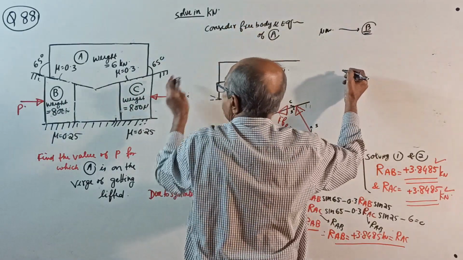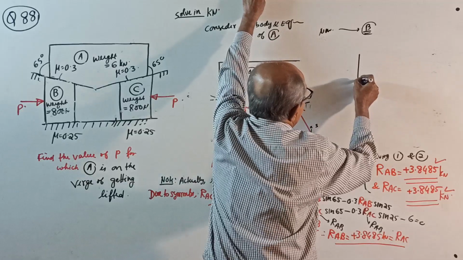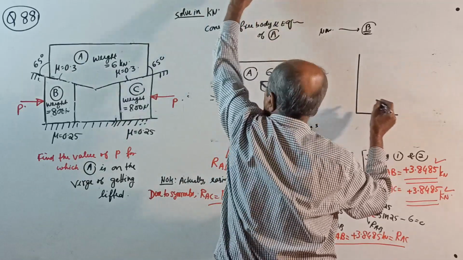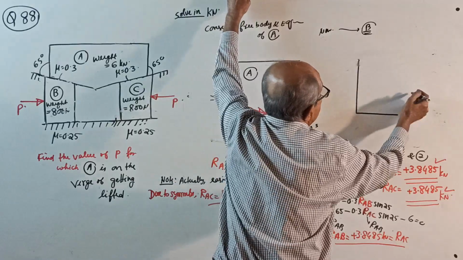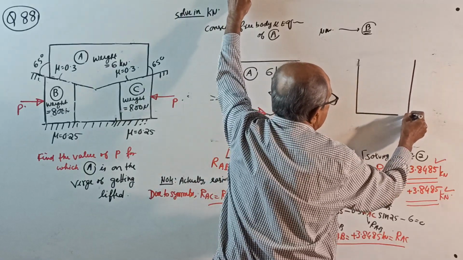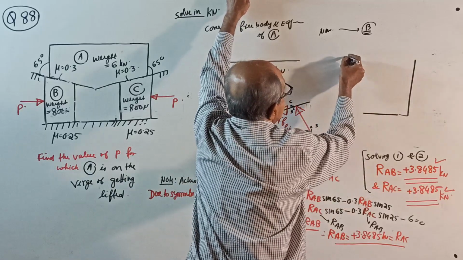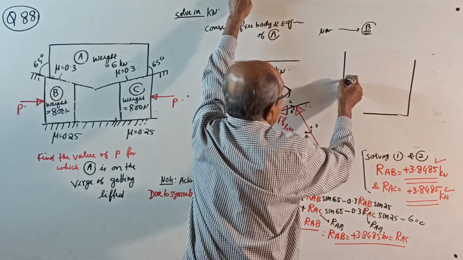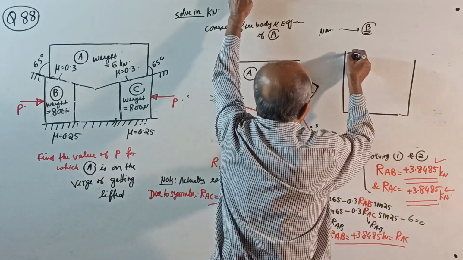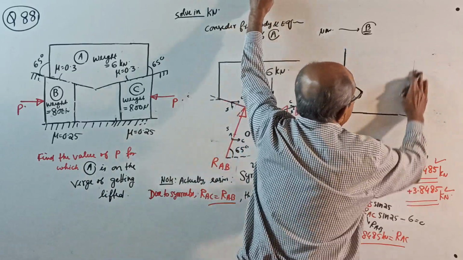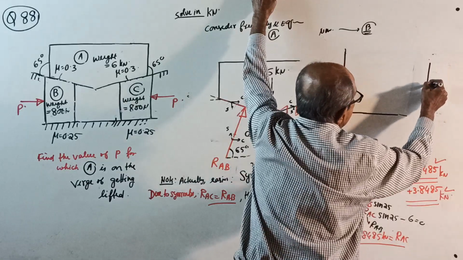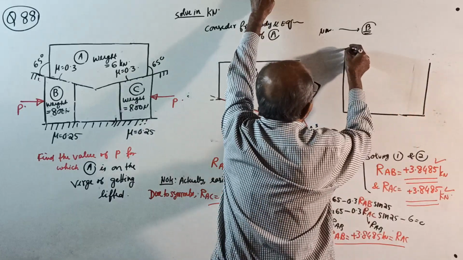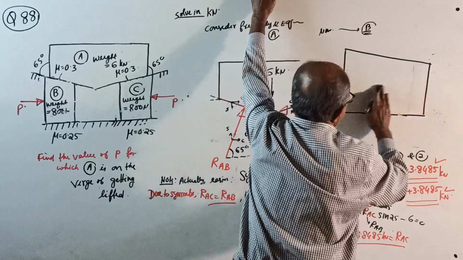If you consider B, see here, I have not written here. I will show it now. Little bigger. Further bigger. Space is there, I can mark everything clearly this way.